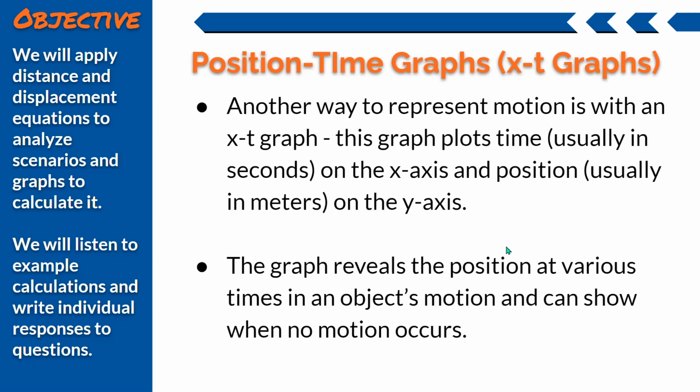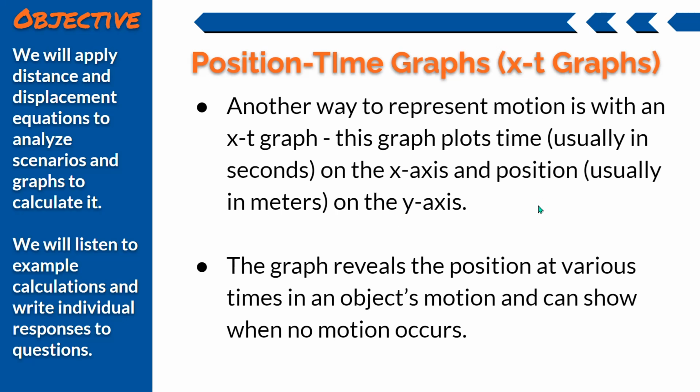Okay, so another way to represent motion is with an XT graph. An XT graph plots time, usually in seconds, on the x-axis, and position, usually in meters, on the y-axis. XT stands for position time graph. The variable x we use for positions, the variable t we use for time. So you can write it out as position time graph or shorten it to xt graph. But you're going to be plotting in an xt graph. Your time goes on your x-axis and your position on the y.